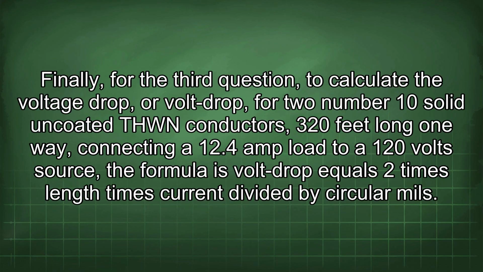Finally, for the third question, to calculate the voltage drop, or volt drop, for two number 10 solid and coated THWN conductors, 320 feet long one way, connecting a 12.4 amp load to a 120 volt source, the formula is volt drop equals 2 times length times current divided by circular miles.